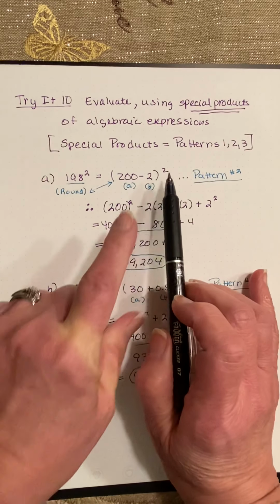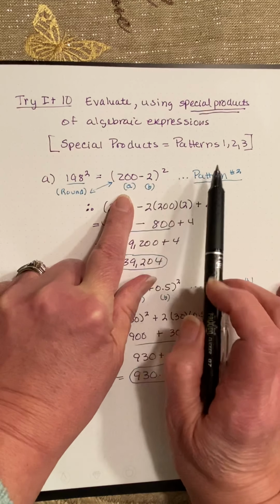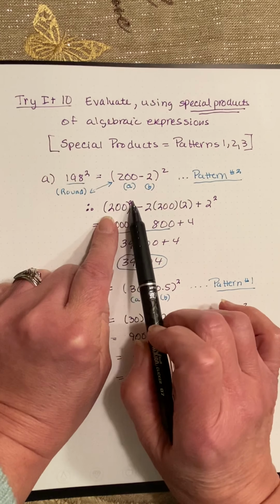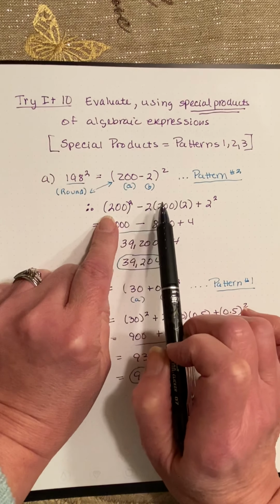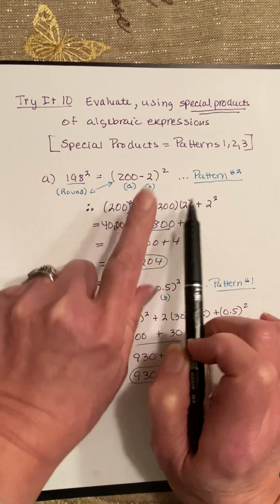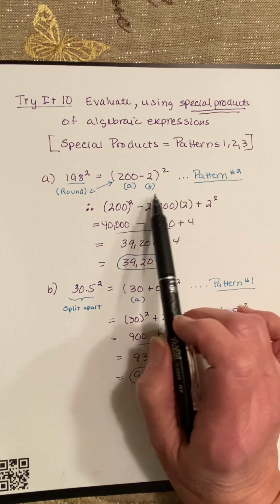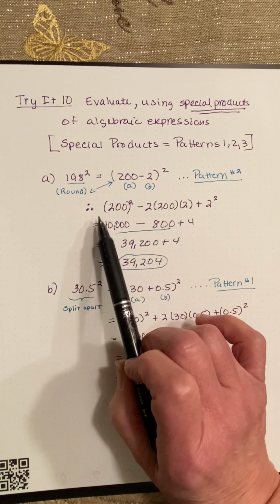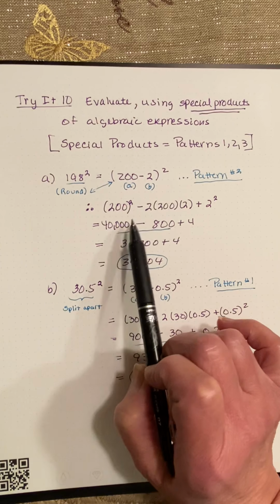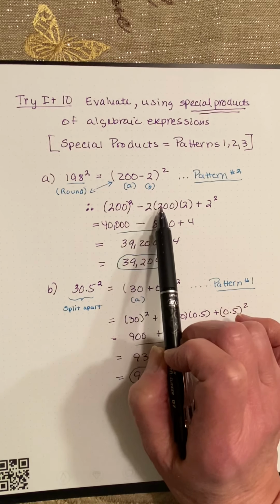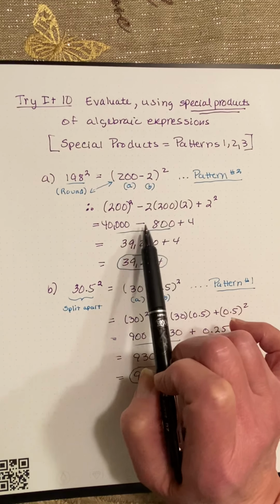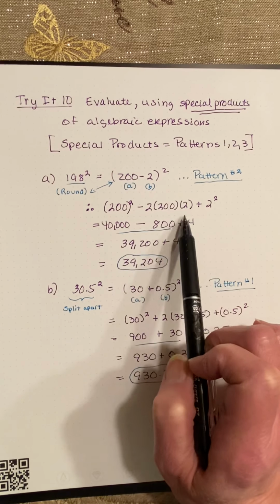Now, if you remember, this is a minus b squared, which is pattern number 2. So I can just take this, plug it into the pattern, which is a squared, 200 squared, minus 2 times a times b plus b squared. So I just plug it into the pattern, and I have it. So now I have 200 squared, which is 40,000, minus 2 times 2 is a negative 4, times 200 is minus 800, plus 2 squared is 4.